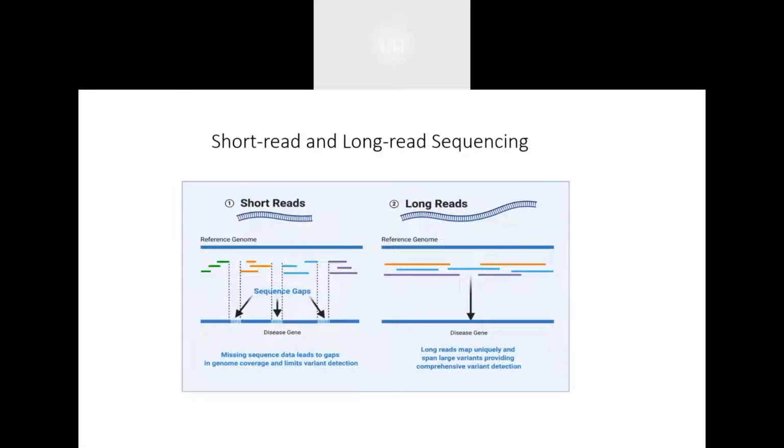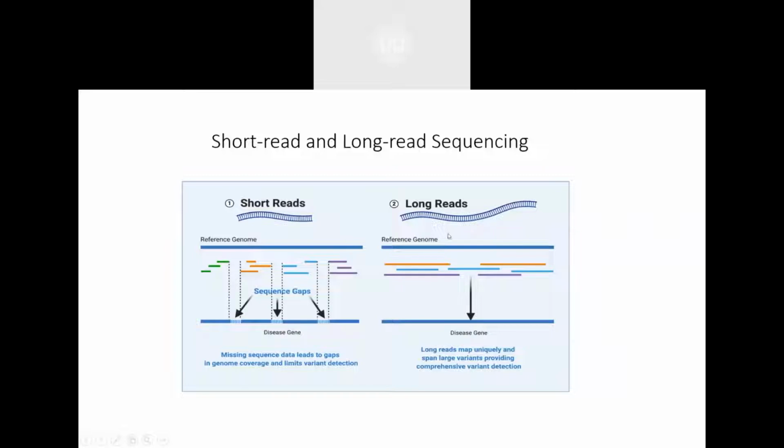Now, these are the diagrammatic representations of short reads and long reads. So you have a reference genome, and we break the genome into fragments, we sequence them, then we align or assemble them, and then we find certain gaps if we compare it to the reference genome. So with short reads, missing sequence data leads to gaps in the genome coverage, and it may limit variant detection.